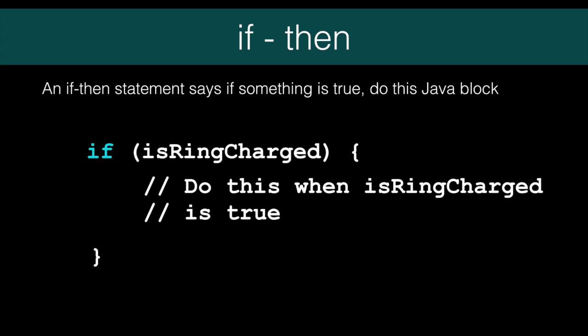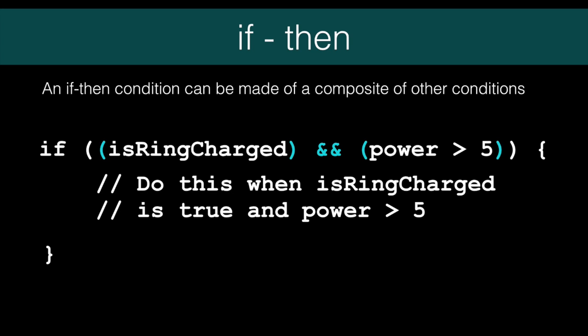If you're coming from a C background, it's important to note that the condition does not evaluate to 0 or 1. It must be a Java Boolean type. Since it can be a Boolean expression, you can do something like this. If ring is charged is true and the power is greater than 5, run this block. Both conditions must be true.